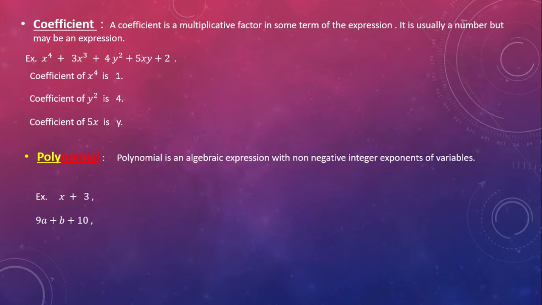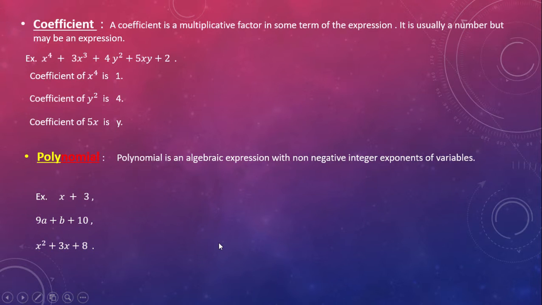The next one is 9a plus b plus 10. Here a and b are two variables. In the first term 9a, the power of a is 1. In the second term b, the power of b is also 1. Therefore, the variables a and b have non-negative integer exponents. Therefore, 9a plus b plus 10 is an example of polynomial.